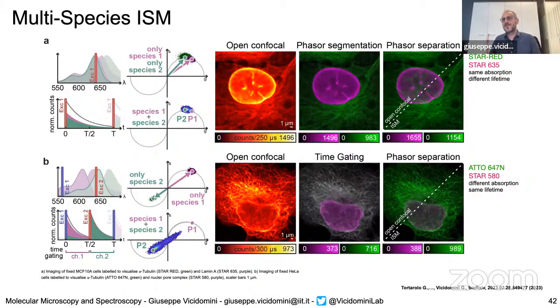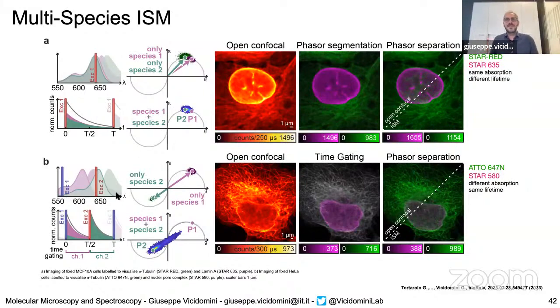So we came out with some strategies that nowadays are quite popular. Here, for example, we combine image scanning microscopy with the possibility to do multi-species imaging by separating two fluorophores depending on the lifetime. As you can see here, I have two fluorophores, Star Red and Star 635, that can be excited with the very same wavelength and be collected with a single detector. But since they have a different lifetime, I can separate the photons belonging to one fluorophore from the photons belonging to the other fluorophore with the method that has been described before by Lionel.